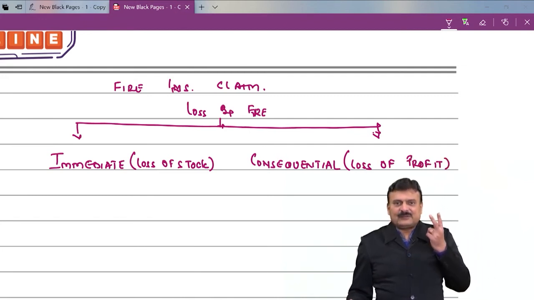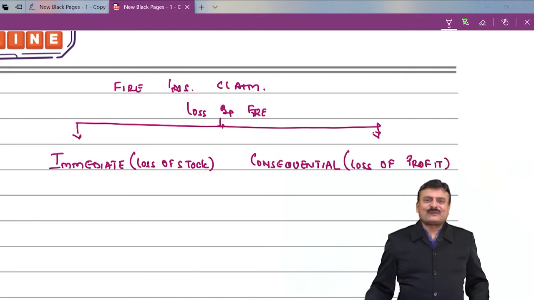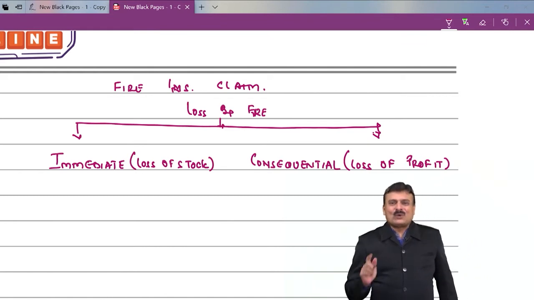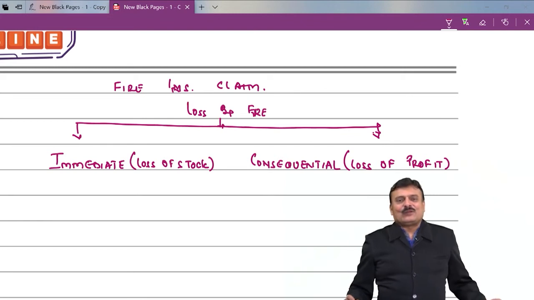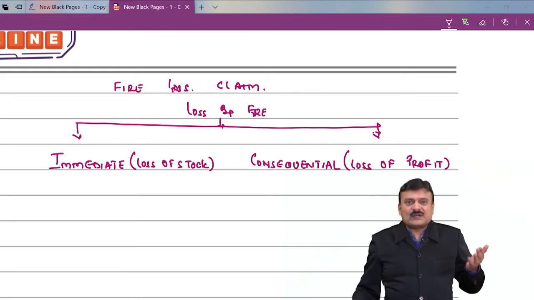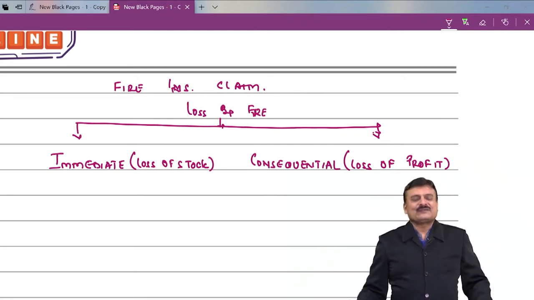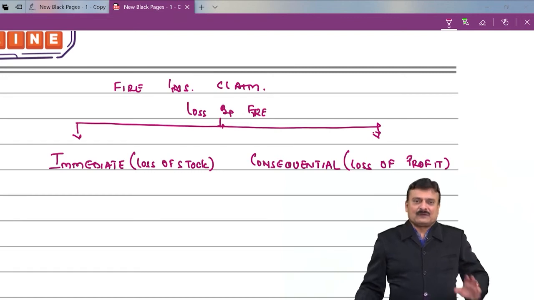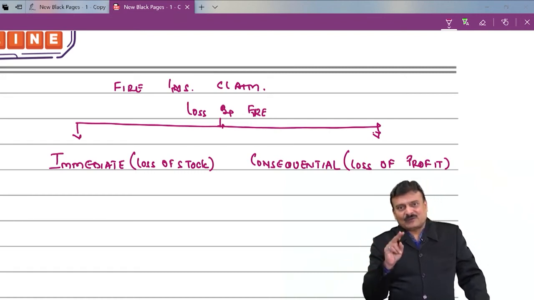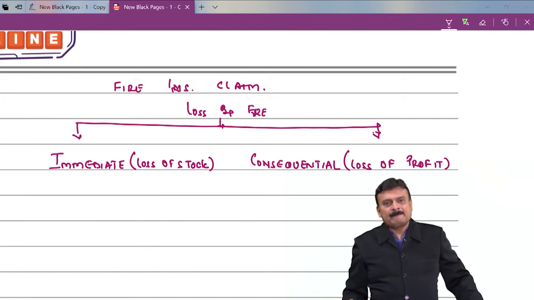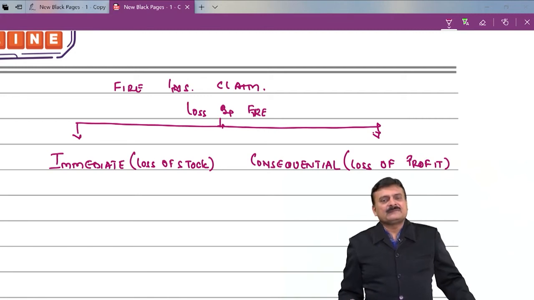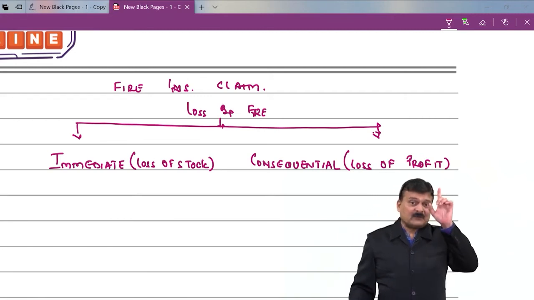So for a businessman, due to fire, the losses are classified in two parts. One, loss of stock, an immediate loss, and second, loss of profit, a subsequent loss, a consequential loss. First, we will focus on loss of stock. We will first solve examples on loss of stock and then we move to loss of profit. Coming to loss of stock, that adjustment of 11th standard.